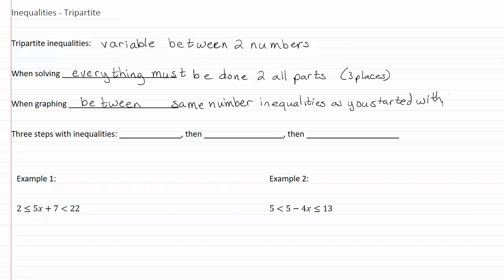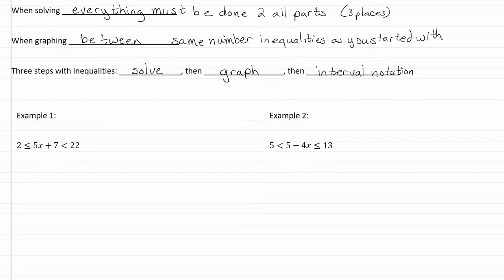Okay, so our three steps with inequalities, remember, are to solve, then graph, then interval notation. So let's take a look at our two examples here. So in example 1, we have 2 is less than or equal to 5x plus 7 less than 22.